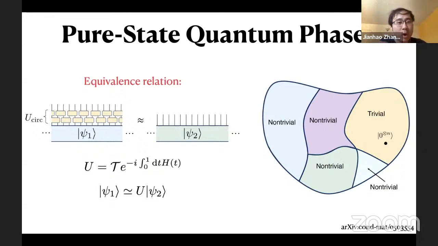Based on the equivalence relation between different pure states, we can draw such a phase diagram. Every single pair of states within the same phase in the phase diagram can be related by a unitary operator in a two-way sense. For more details, you can refer to the paper written by Hastings and Xiao-Gang Wen in 2005.